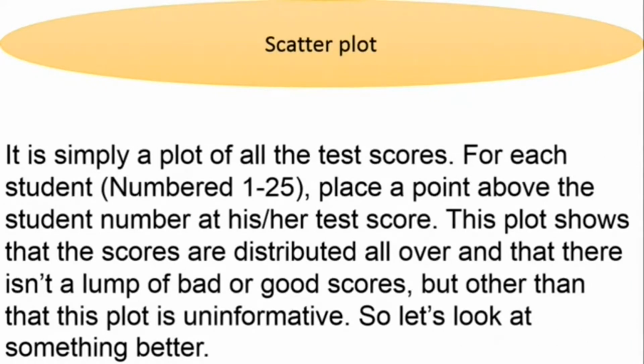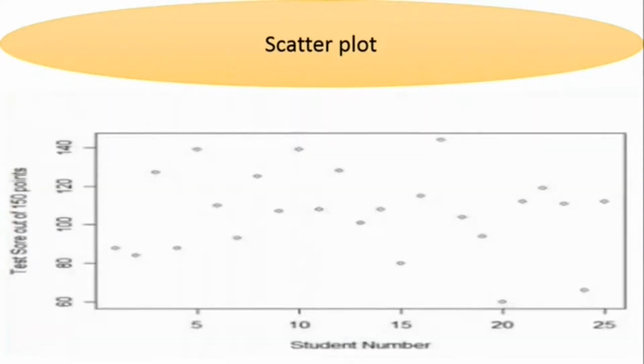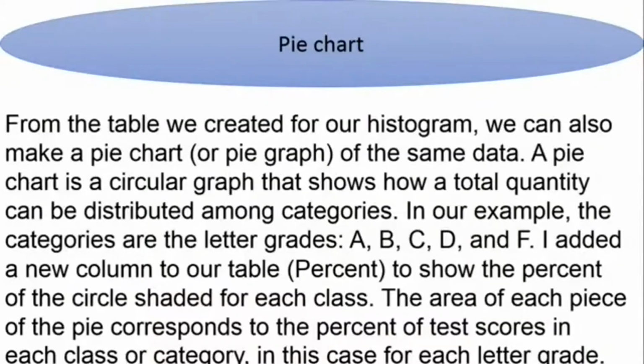This plot shows that the scores are distributed all over, and that there isn't a lump of bad or good scores. But other than that, this plot is uninformative. It's very uninformative. So this is the representation of the scatter plot, in which for each student number 1 to 25, we just represent on the y-axis his score, and you can see the scatter plot right now on your screen.